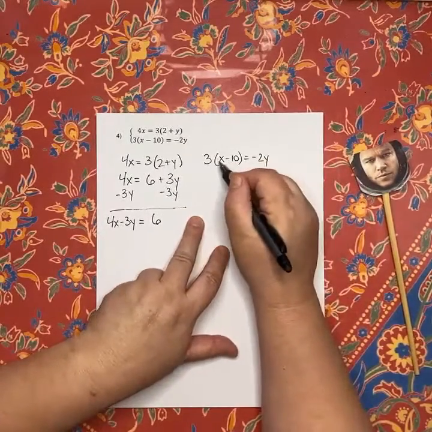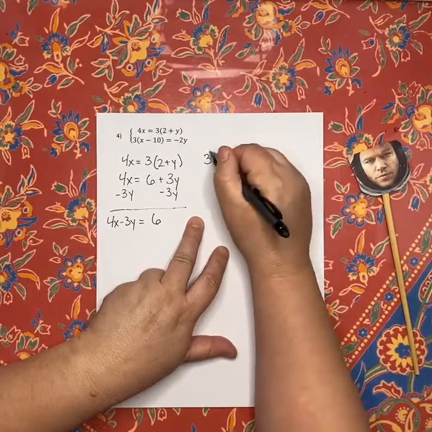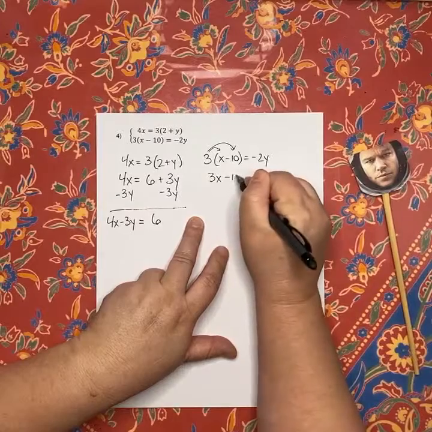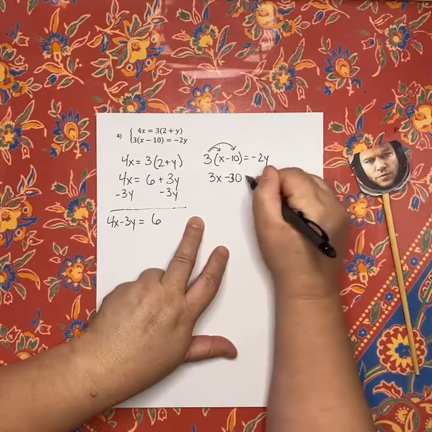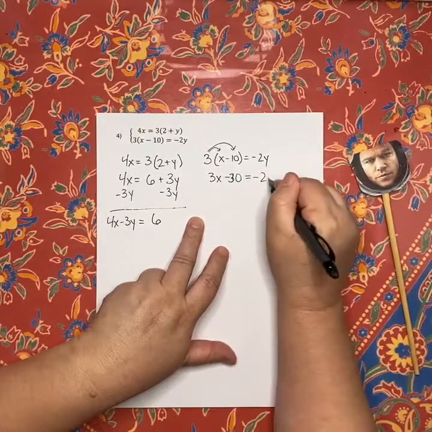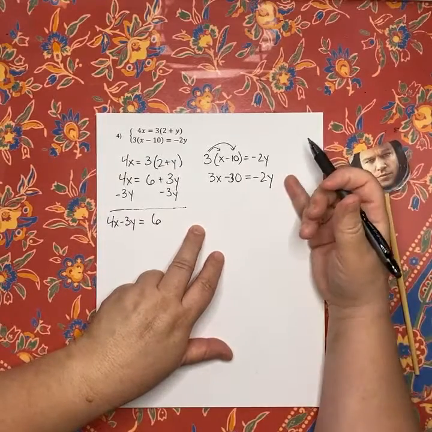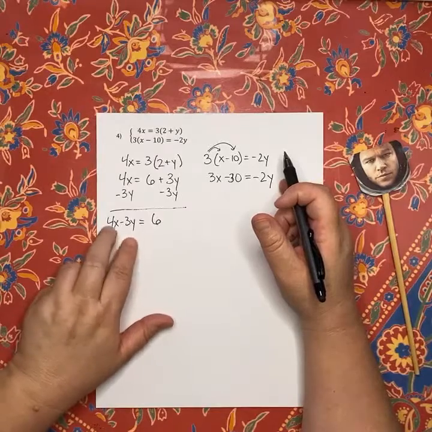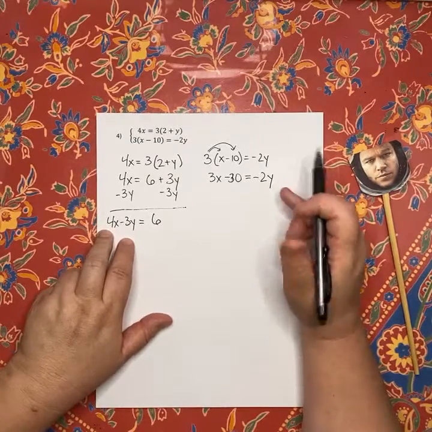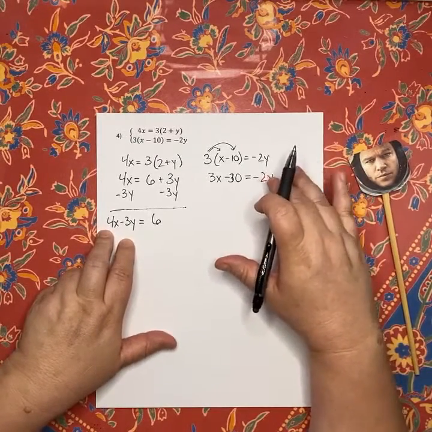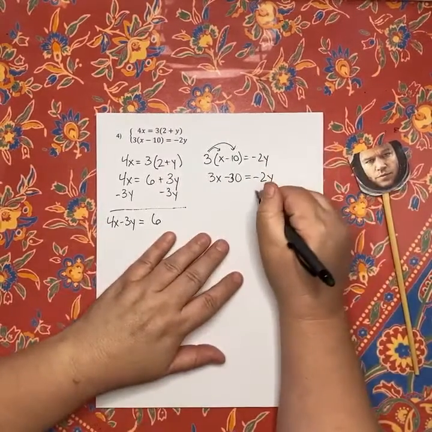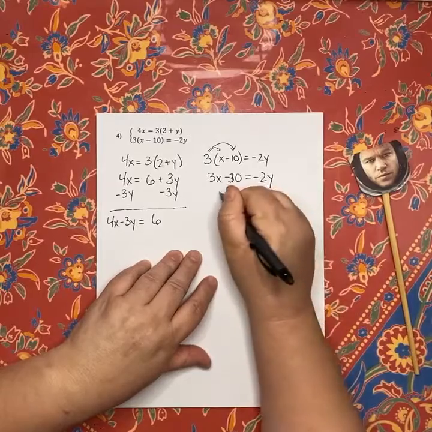Okay, let's come over here. I've got 3 times this quantity, so I'm going to use the distributive property again. 3x minus 30, no one noticed, equals negative 2y. Now, I could leave it like this, but I want it to line up with this one, where I have x and y both on the left-hand side. So I'm going to move x and y onto one side and the number on the other. First thing I'm going to do is add 2y to both sides.